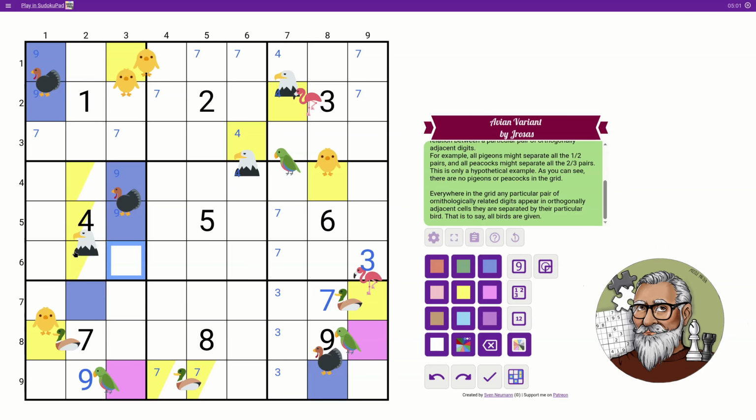Another sip of tea. One of these is blue. Could we have 8 on blue? It looks like it. One of these is 9. What else? Oh, one of these is pink. Yeah, okay. So this one isn't pink or 9.